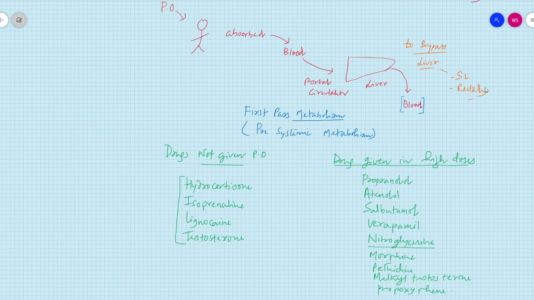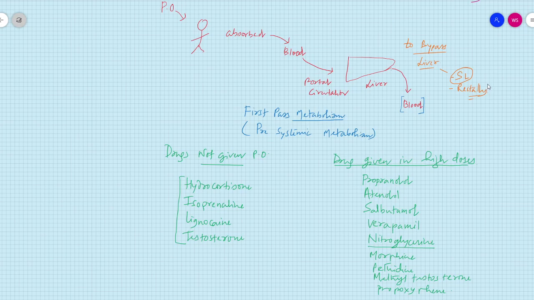Okay, so nitroglycerin is given sublingually. Why? Because under the tongue there are lots of blood vessels, and they carry blood into the systemic circulation. So that way the liver is bypassed. The other way drugs can be administered to bypass the liver is to give it rectally. Now, if we give it rectally, what happens? A part of it goes into the systemic circulation, and a part of it bypasses the liver.